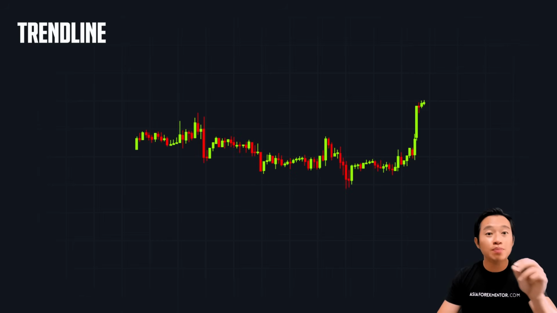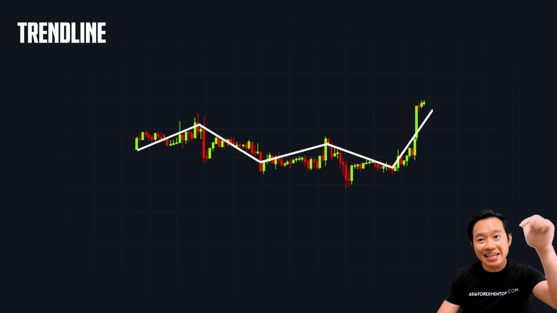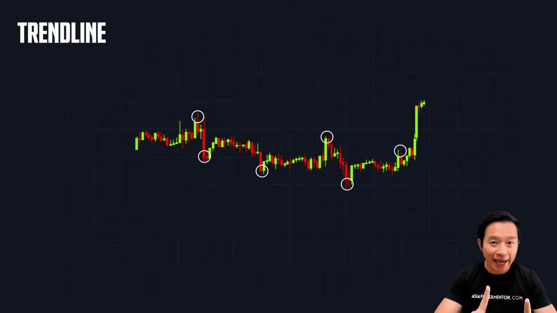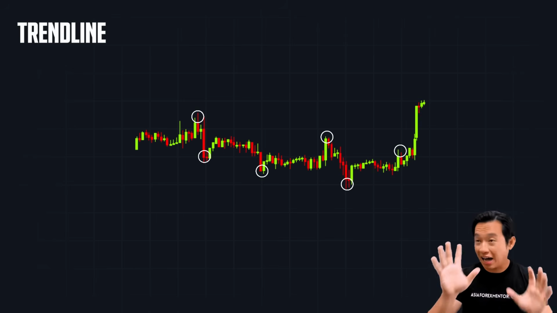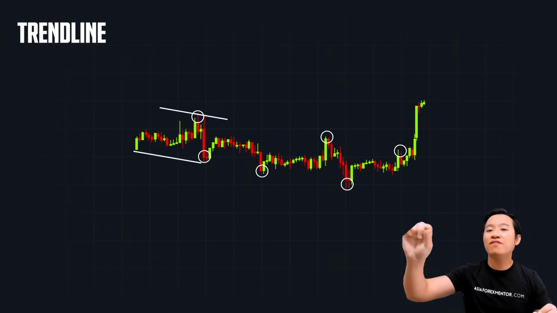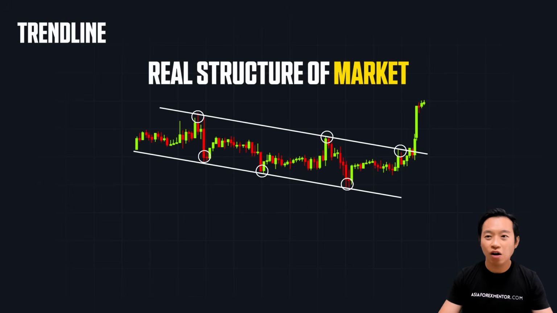In trading, price moves in waves. And that's a given. But hidden inside these waves are pivot points where the buyers or sellers are forced to act at those areas. So when you connect those pivot points with clarity, you are going to see the real structure of the market.